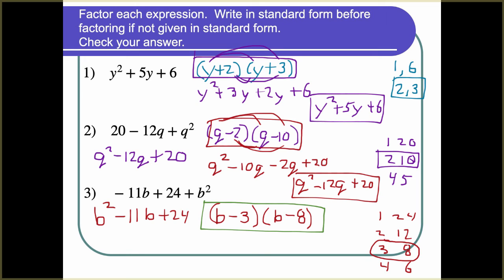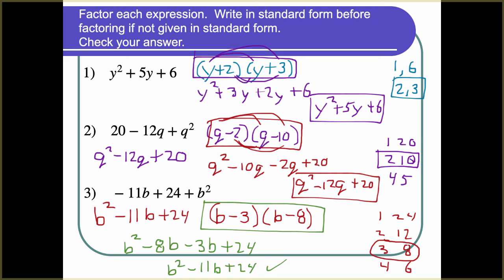Here we are checking. So b times b is b squared. B times negative 8 is negative 8b. Negative 3 times b is negative 3b. Negative 3 times negative 8 is a positive 24. Combine our like terms, and we get b squared minus 11b plus 24. Our check is good.